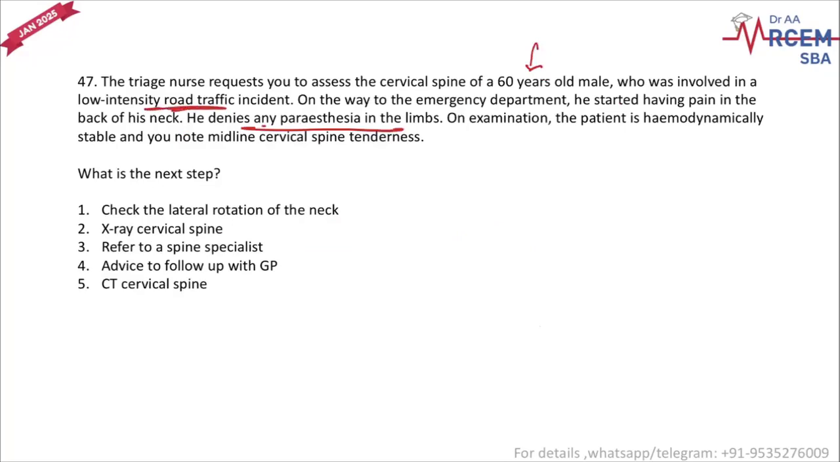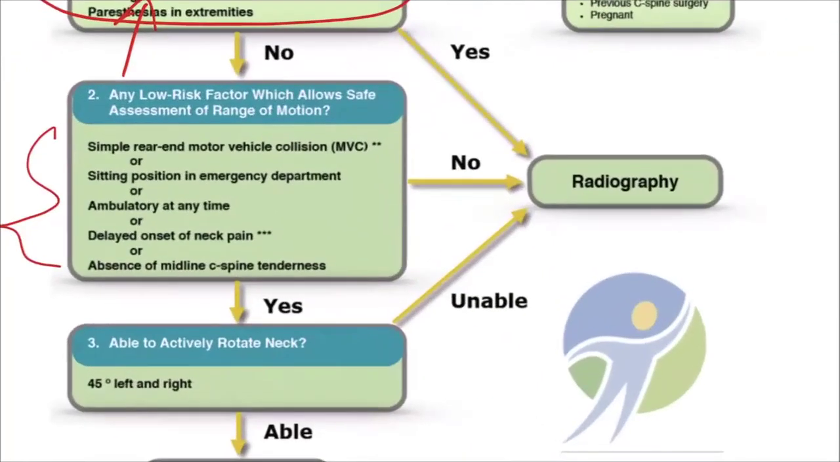Low intensity road traffic accident is present. Yes. Along with it, he started having pain in the back of the neck on arrival to the ED. So that is a delayed onset of pain. Delayed onset of pain is a low risk factor. If only one low risk factor is present, delayed onset of the pain is one of the low risk factors here.